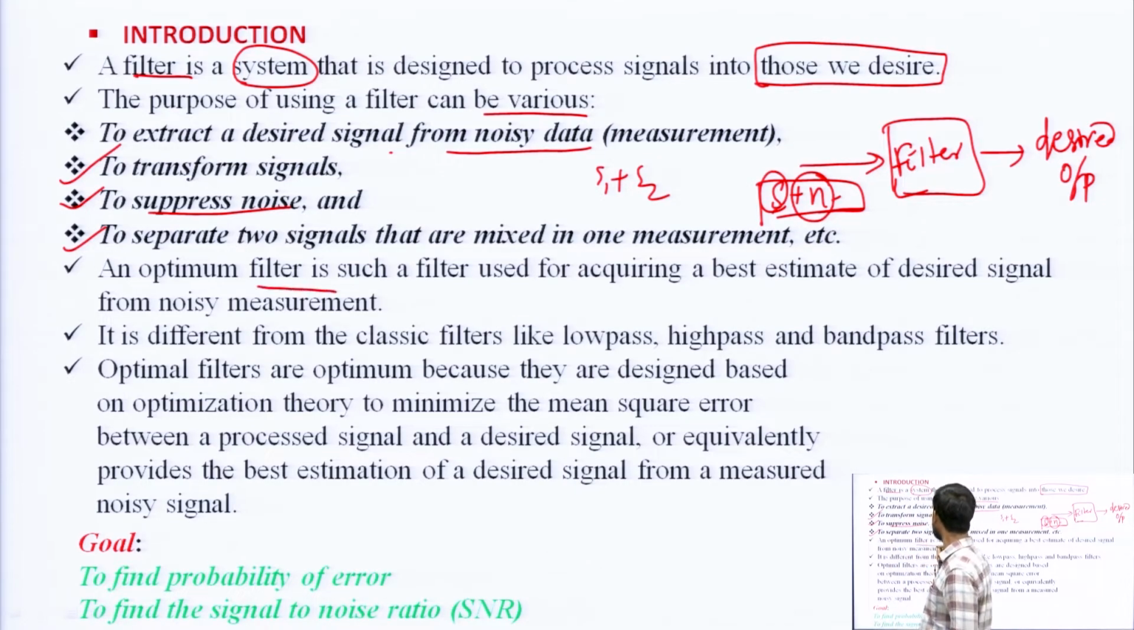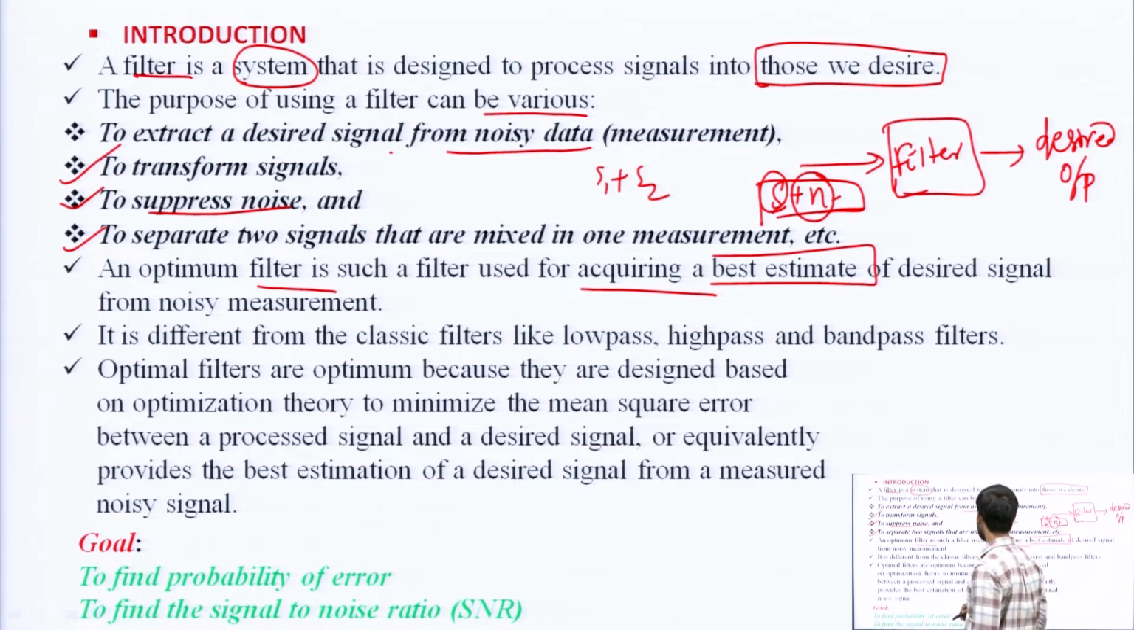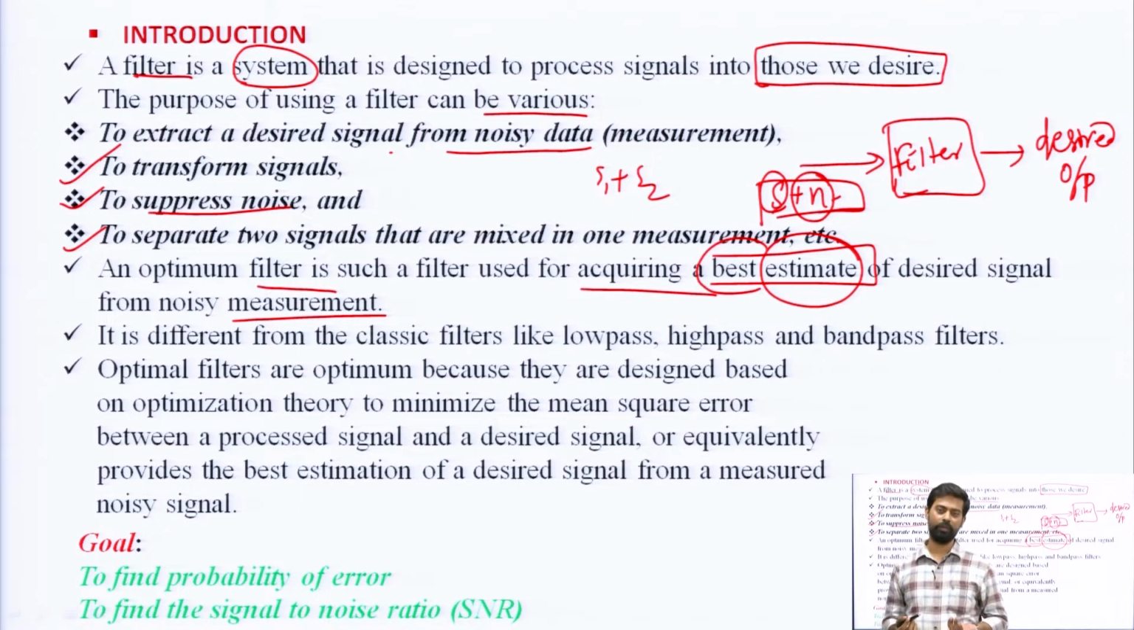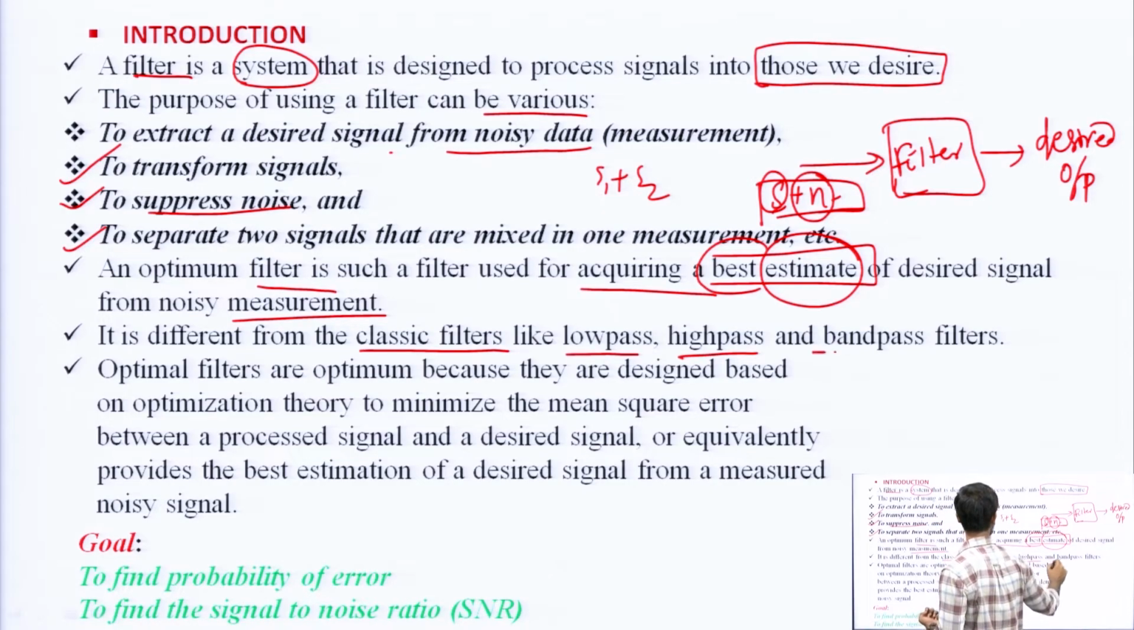An optimum filter is a filter used for acquiring the best estimate of the desired signal from a noisy environment. Here you can see the word estimate, and that is the best estimate. We can only estimate the signal; we can't get the exact signal from the noisy environment. So we use best estimation techniques so that we can get the best signal from the noisy environment. It is different from classic filters like the low pass filter, high pass filter and band pass filter.